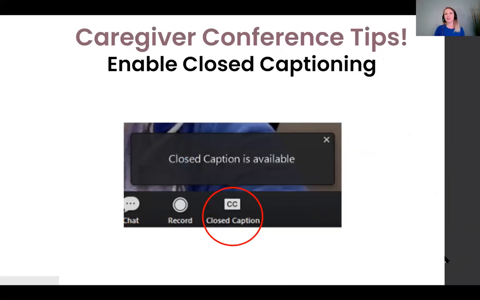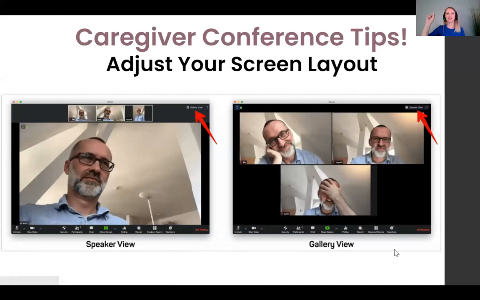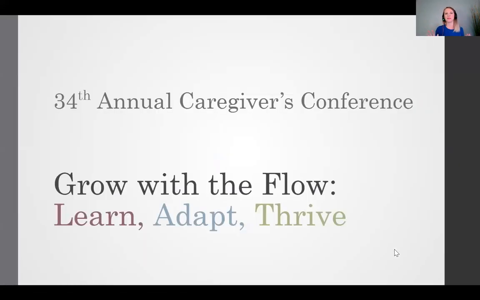And if you'd like to adjust your screen layout today, you can go up to Zoom, the top right corner, and change the view. You can have speaker view up if you'd like to see the speaker front and center, or if you change to gallery view, you have kind of like the Brady Bunch going on there with a bunch of different faces on the screen. So go ahead and adjust the settings to what feels right for you.